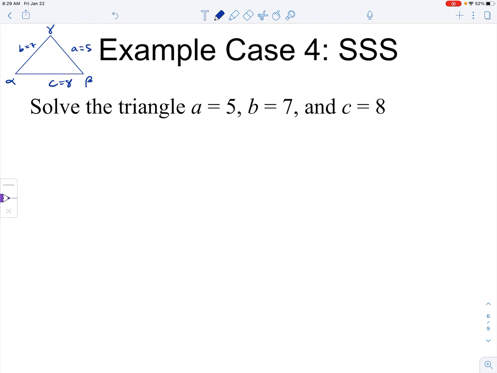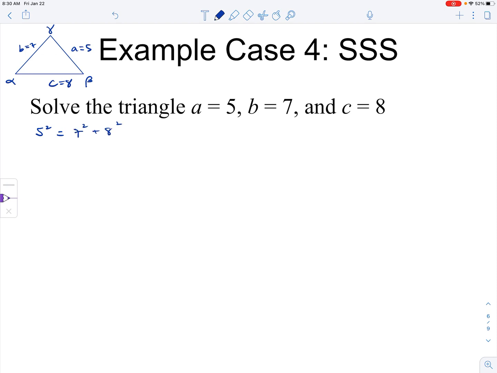Sometimes you get lucky and the triangle actually didn't have an obtuse angle, but sometimes it does. So my suggestion, again, is once you are in law of cosines, stay in law of cosines. I know it's a longer formula, but you will get the correct angles and sides every time. Okay, so I'm just going to go in order here, solve for alpha first.